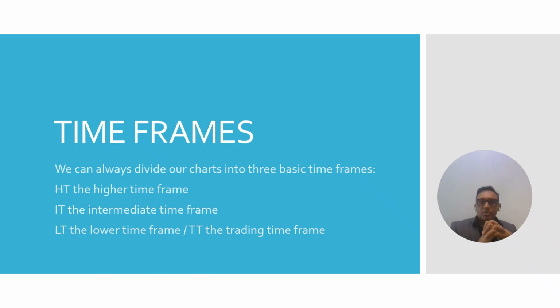The time frames are usually divided into three categories. The first one is the HT, or the higher time frame, or the biggest or big picture. Then we go to the IT, or the intermediate time frame, and then finally to the lower time frame where we intend to put our trades. But we can also dive down into a smaller time frame where we can analyze the entry level before we place our trade.